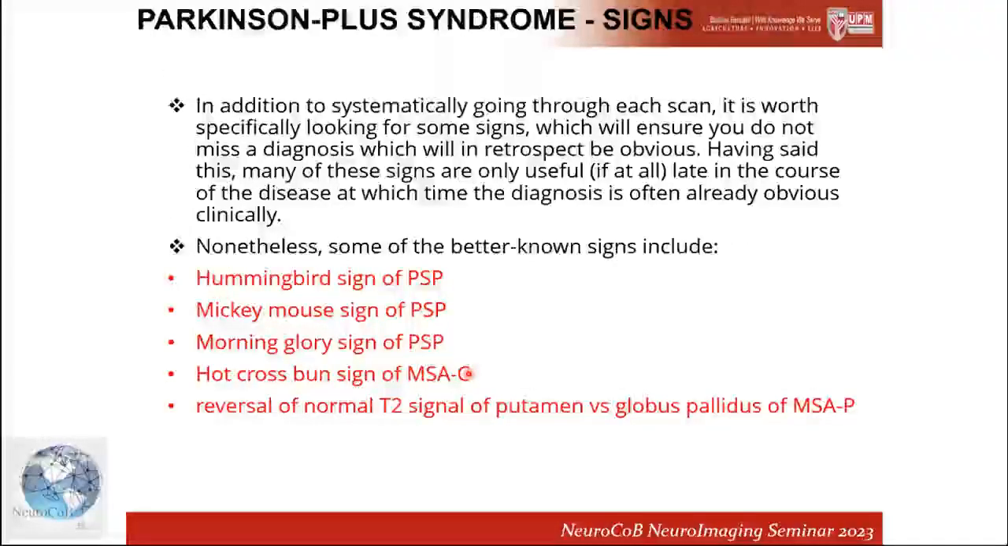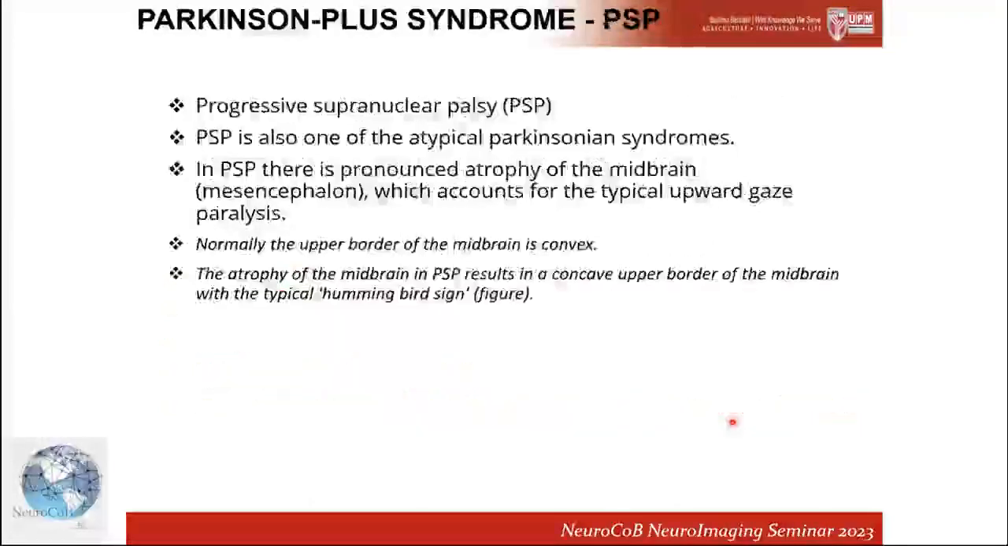In addition to systematically going through each scan, some diseases manifest with specific signs, such as the hummingbird sign in PSP, the Mickey Mouse sign, the morning glory sign, all in PSP, the hot cross bun sign in MSA, and also reversal of the normal T2 signal of putamen versus globus pallidus in MSA.